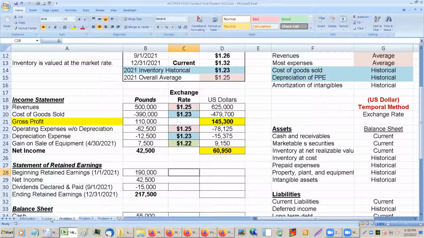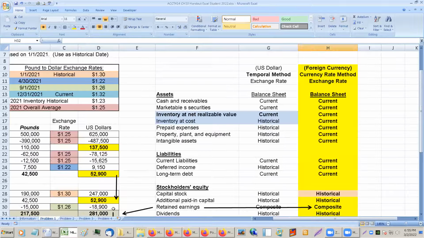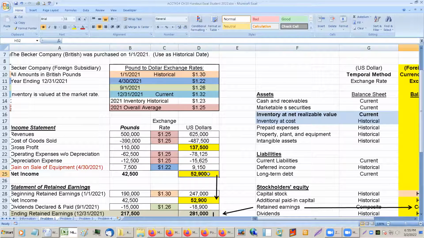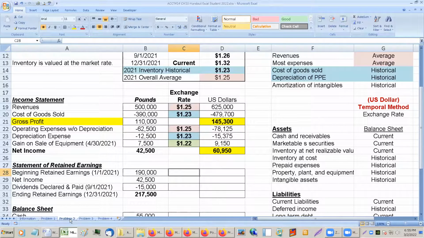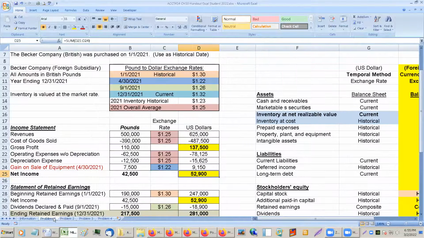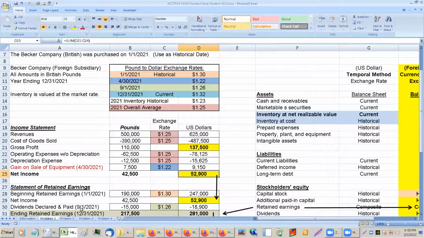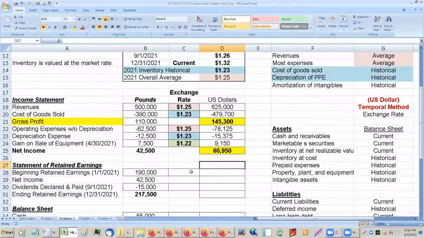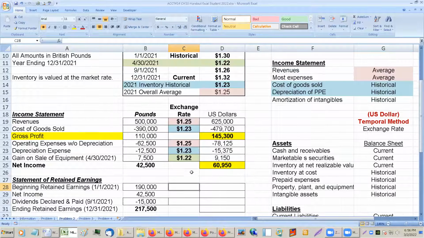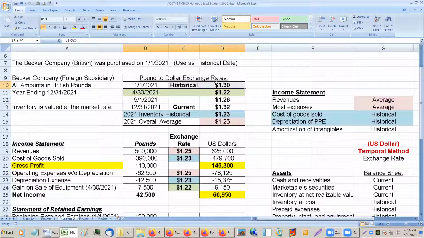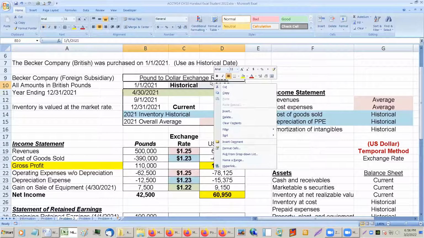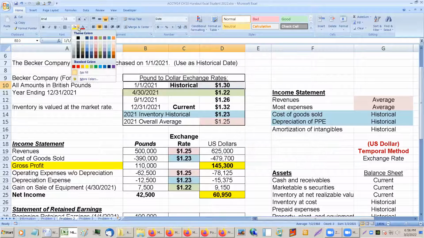I'm going to go back to problem one and see what the income was. It should be different. Oh yeah, look at that. Quite a bit different. So the income is almost $8,000, more than $8,000. Okay, beginning retained earnings. So this will be in at the historical rate. And again, this is because it's the first year. After the first year, it will not be at the historical rate.